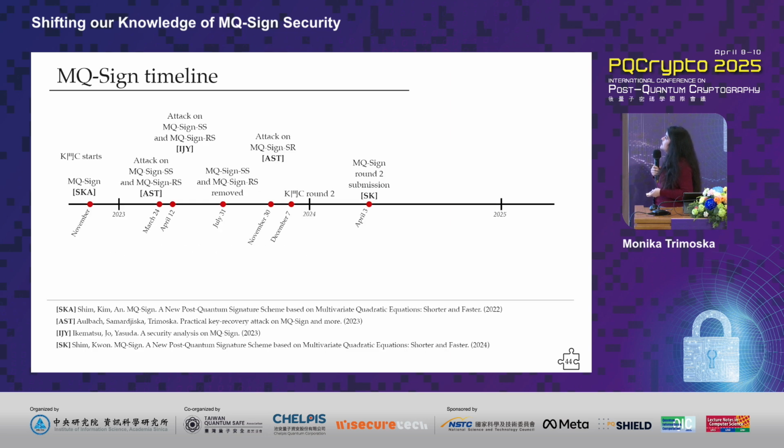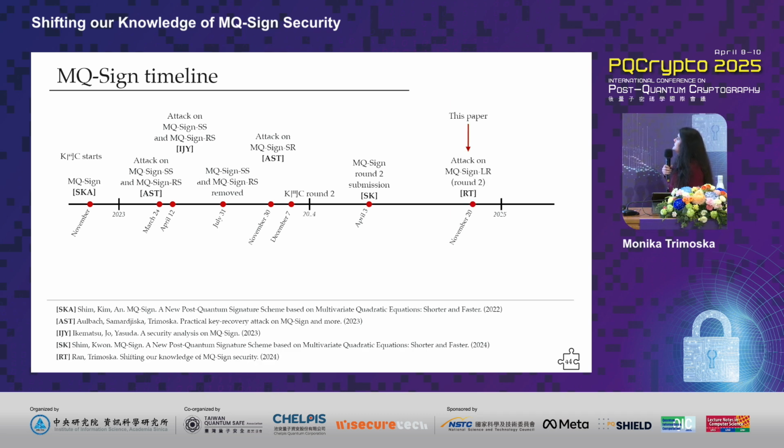So now that I told you everything, I can just complete the timeline here. So yeah, the attack comes here in the timeline, the 20th of November 2024, and then after that, the competition was closed shortly after. So MQSign didn't win the competition, but it was still one of the best contenders.